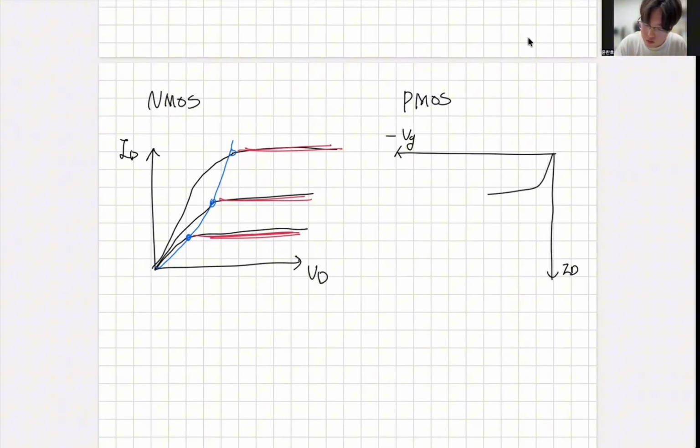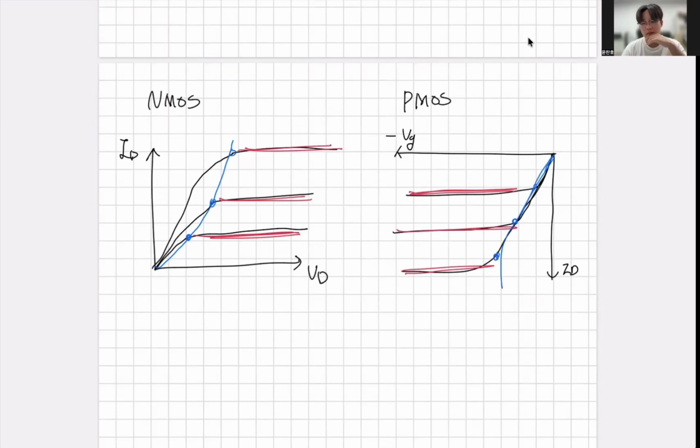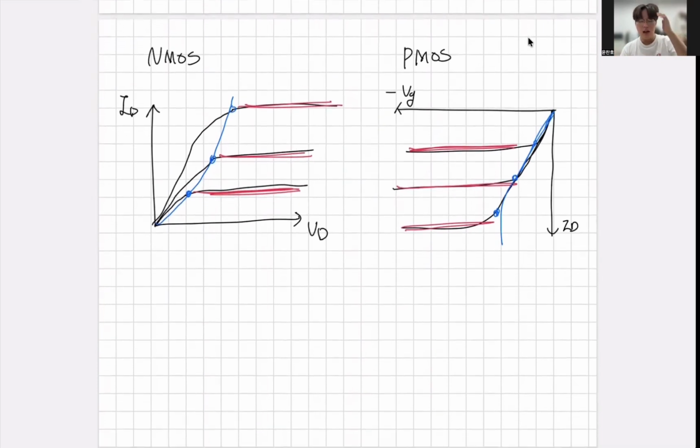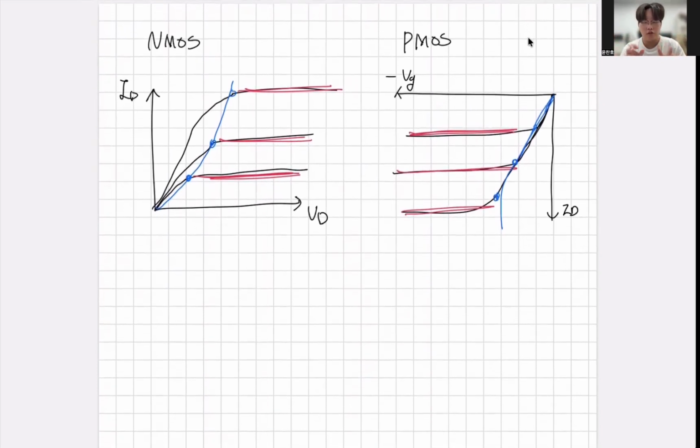Like this. And also here the red line is the saturation region, and the blue point is the edge of saturation. So like NMOS, the PMOS graph will be drawn like this. And next is the ID and VG graph.